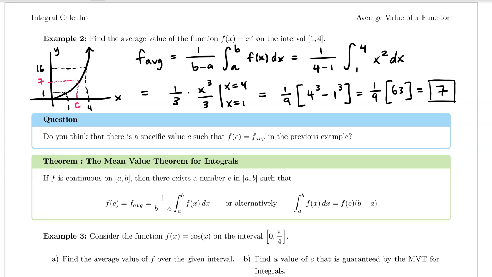And really, I actually do know what it is, because what we can do is take our function and set it equal to 7, and then that's going to imply, if I take the square root of both sides, that x is equal to the square root of 7. So this c value right here is the square root of 7.